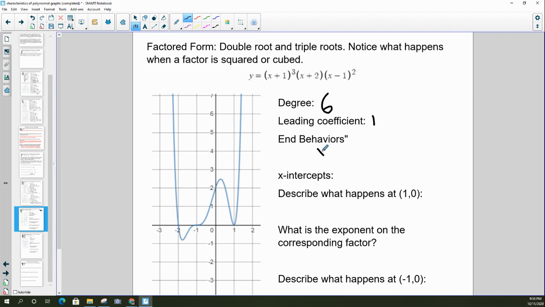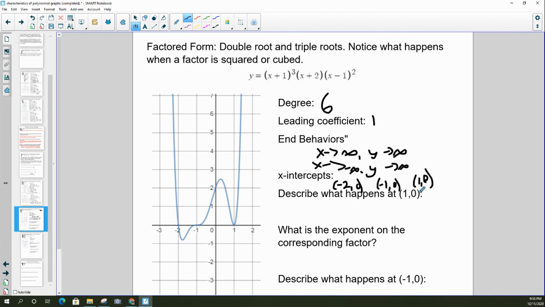All right, so as x approaches infinity, so does y. And as x approaches negative infinity, y approaches infinity. And both are up. All right, my x-intercepts here, I have 1, 2, 3 x-intercepts. Okay, (−2, 0), (−1, 0), and positive (1, 0).